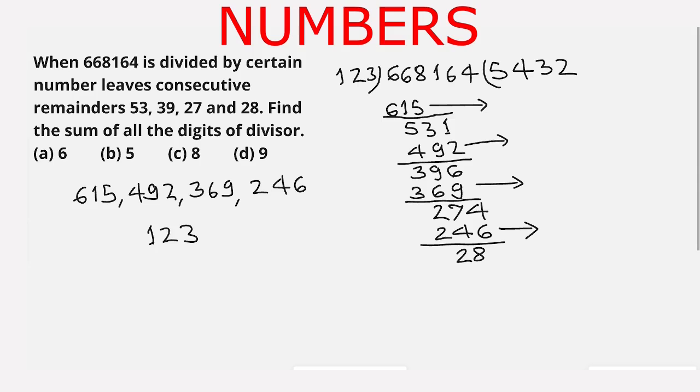Now it has been asked to find the sum of all the digits of the divisor, and the digits of the divisor are 1 plus 2 plus 3, and this is equal to 6. And from the given options, our answer is option A, 6.